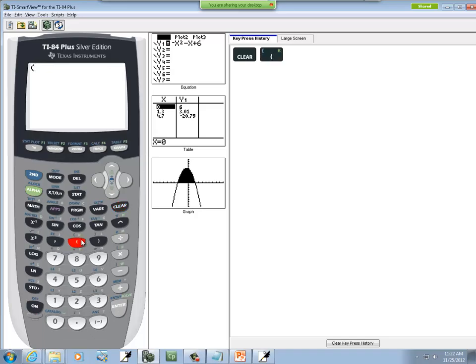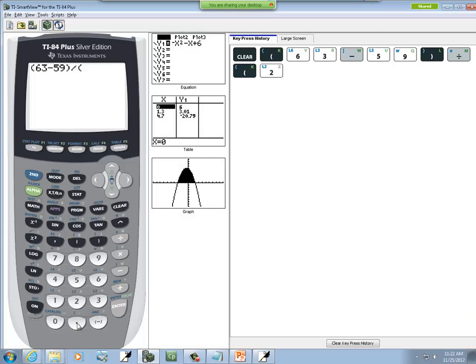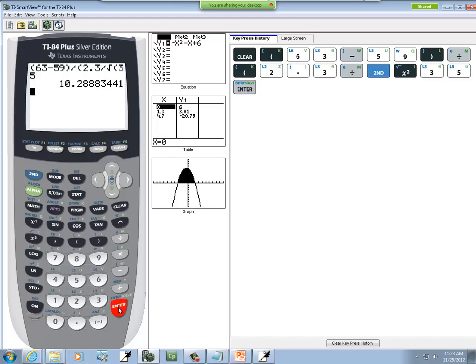So beginning parentheses, 63 minus 59, close parentheses, divided by, beginning parentheses, 2.3, divided by, second x squared for the square root of 35. That gives 10.29.